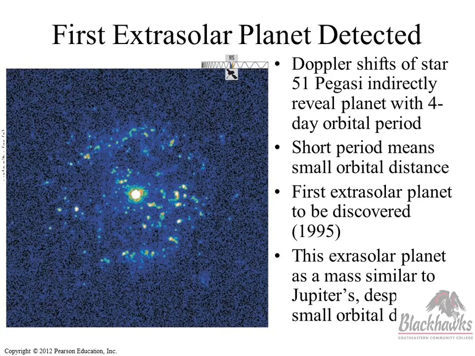Those planets that orbit other stars we call extrasolar planets. In 1995, the first one was detected. 51 Pegasi, of course, you recognize Pegasus, that constellation.